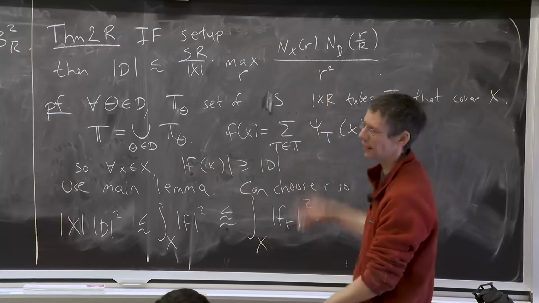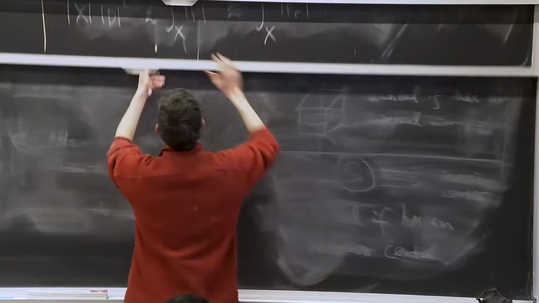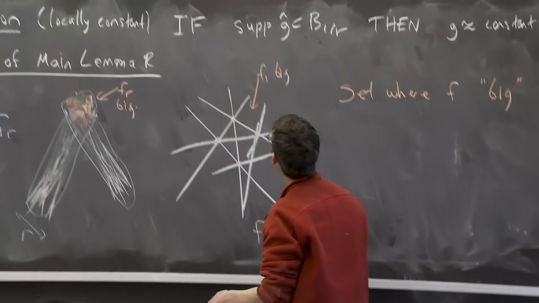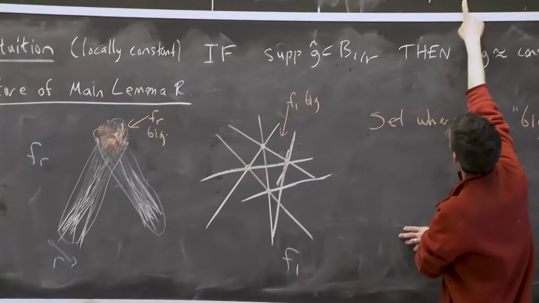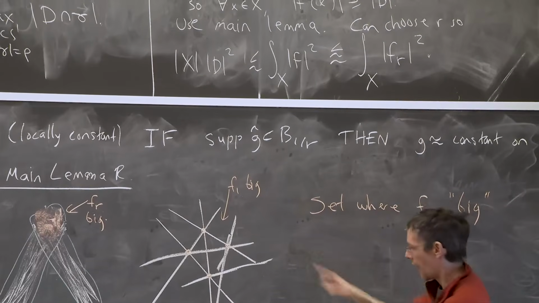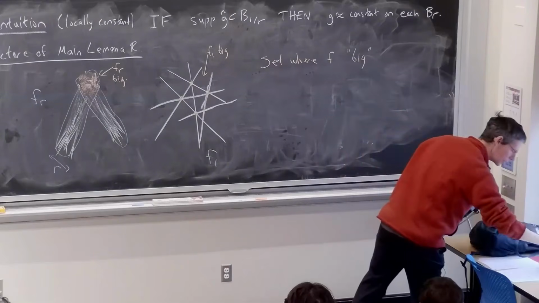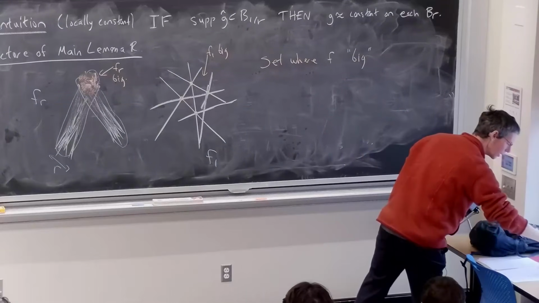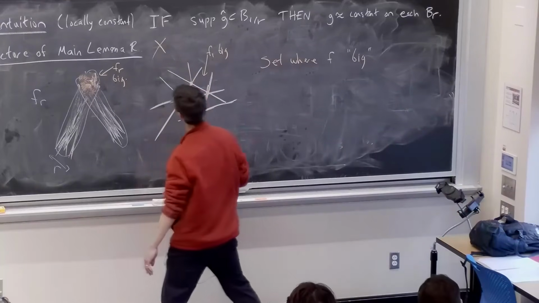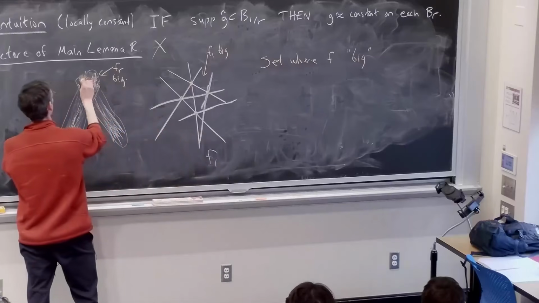So to get some intuition, let's look at this picture that I haven't managed to erase yet. So we're trying to understand this thing, the integral over x of fr squared. So let's add an x to our picture. Do I have any more colors? So x in this picture is going to be yellow. And x may look something like this.